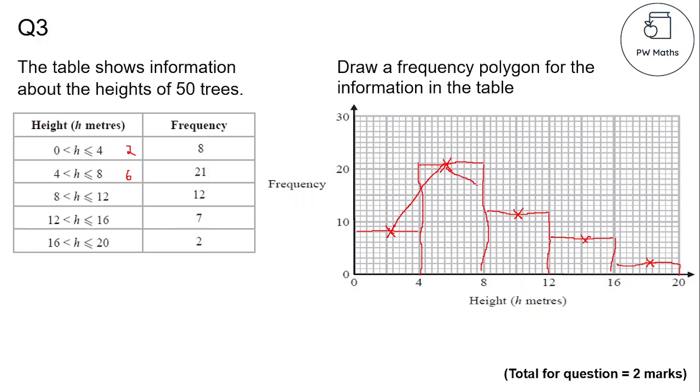So if you draw it as a curve, you will lose marks. It has to show straight lines between these points. The worst thing you could then do would be to join the first to the last. That's called closing the frequency polygon. That is not allowed. Please don't do that. And also joining from 0, 0 or to this 20 on the right hand side. That also shouldn't be done.